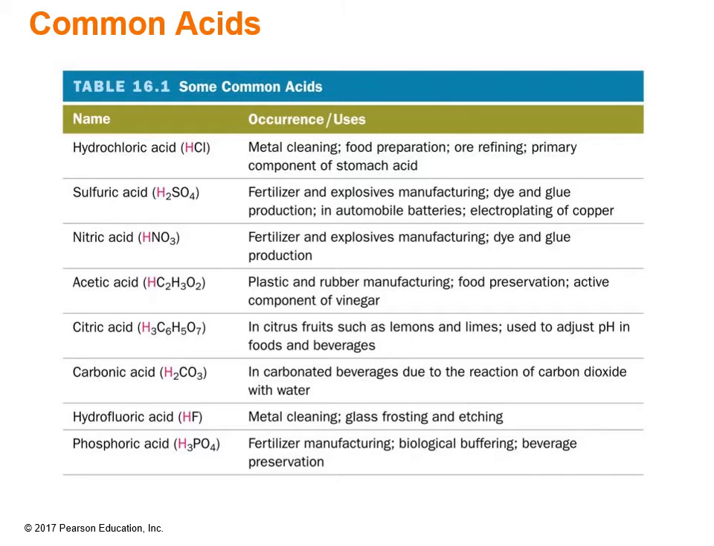Acetic acid, this is vinegar. So vinegar is a very dilute solution of acetic acid. And again, this is a carboxylic acid group. So COOH is what makes this hydrogen acidic. Got citric acid, carbonic acid, that's in carbonated beverages. It's a combination of carbon dioxide when it is mixed with water produces carbonic acid.